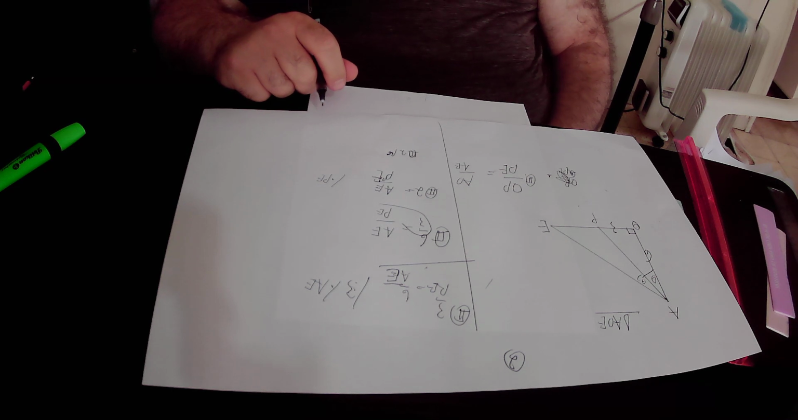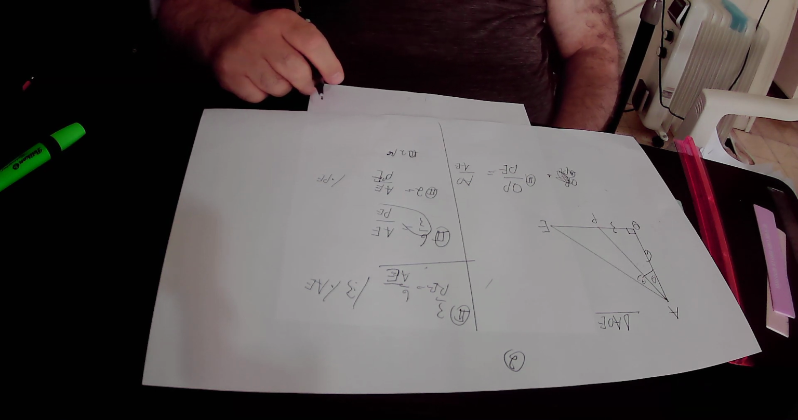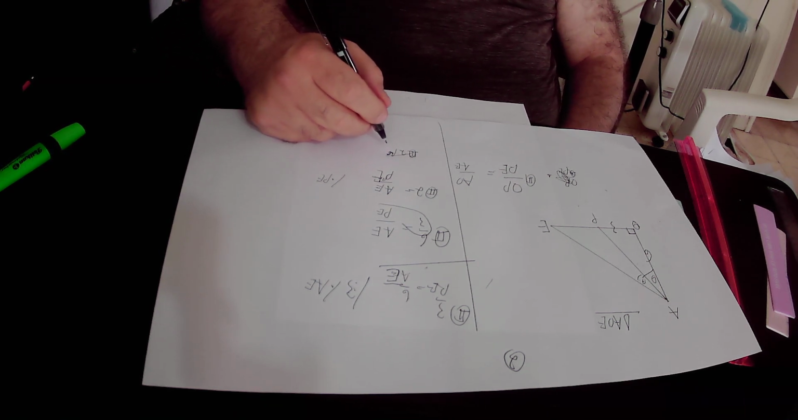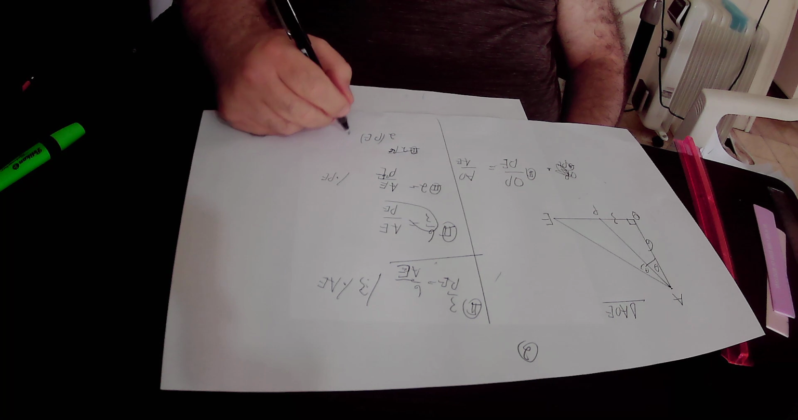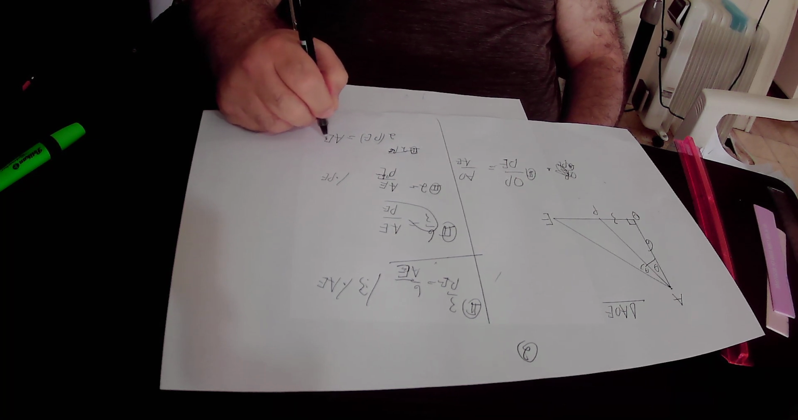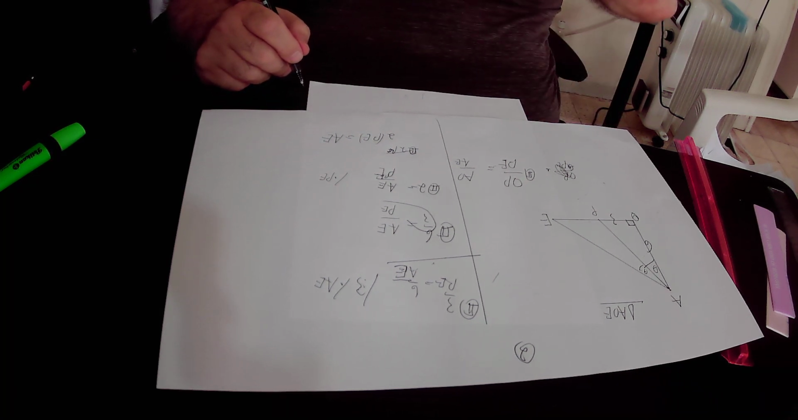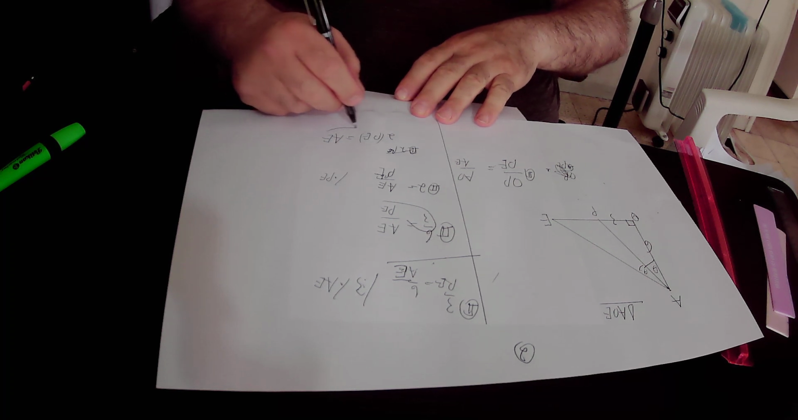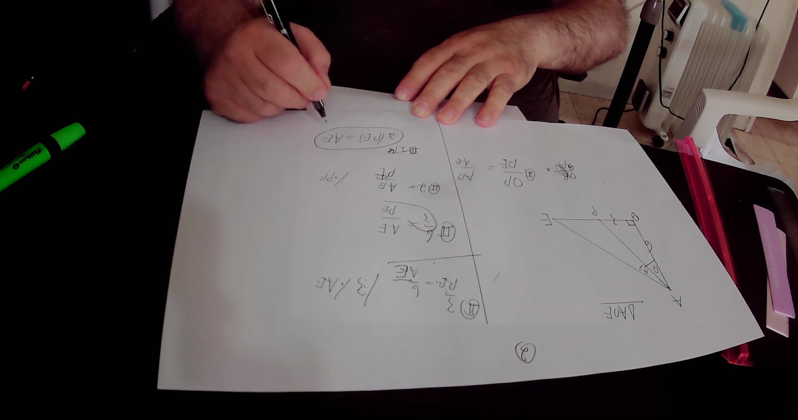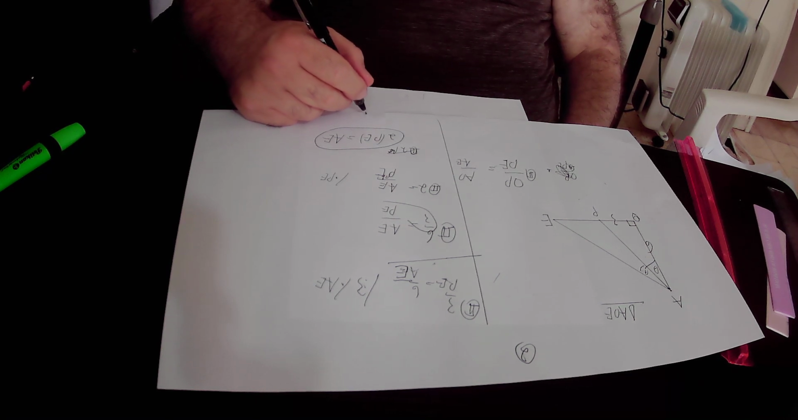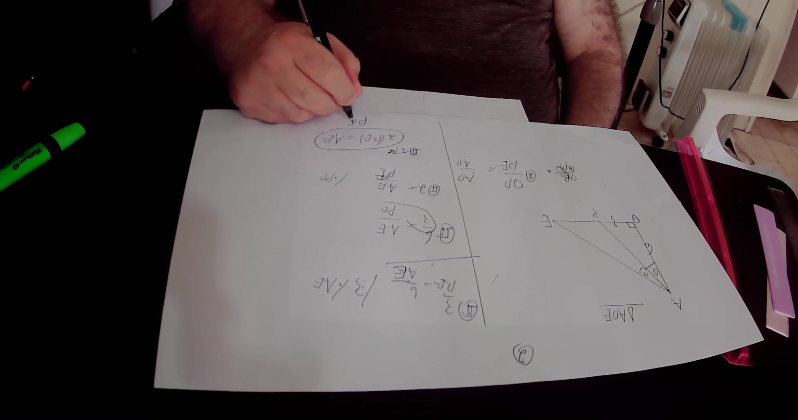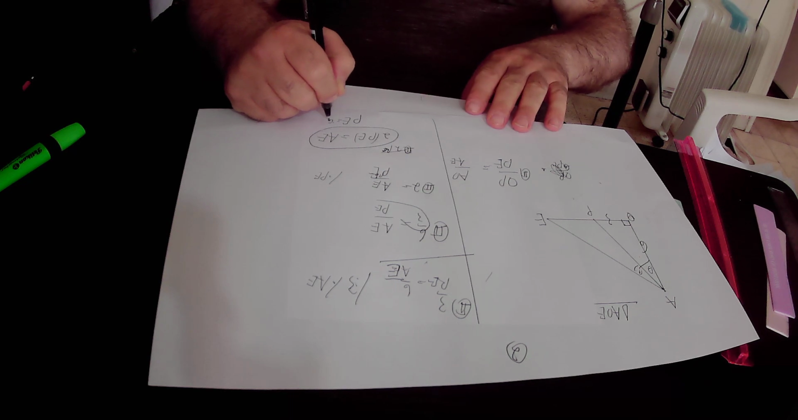Okay, so we found out that 2 times PE equals AE, so AE is twice as long as PE. We define PE as A. PE equals A according to our definition.